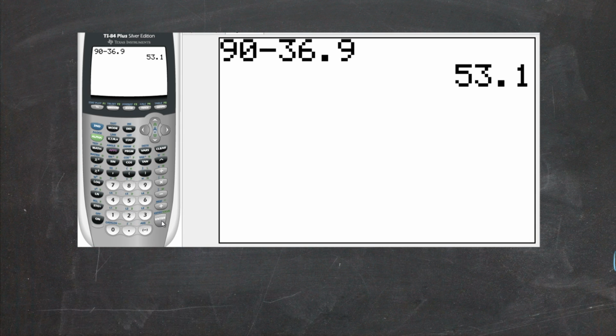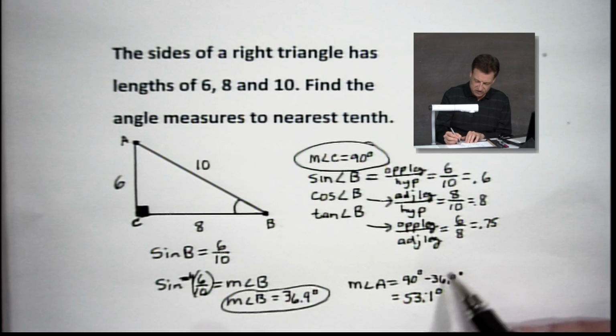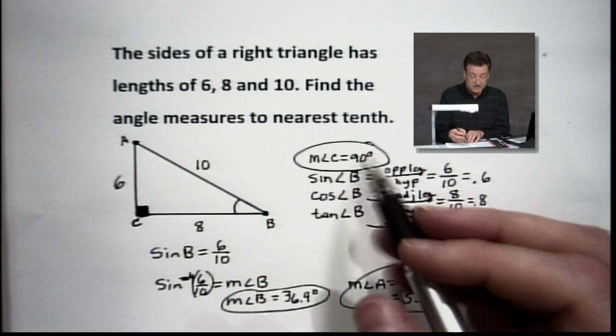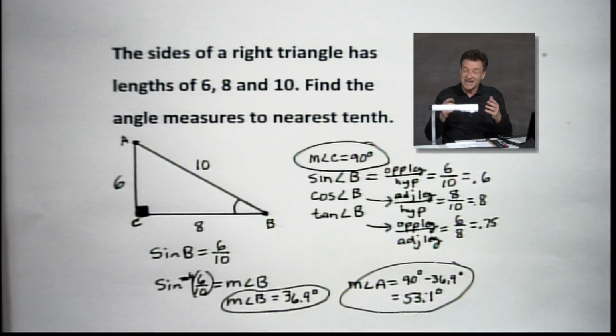If we can go back to my paper here, we got it right there. There's our final solution to get to angle A. And now we've got angle B. And of course, hey, it's a right angle. To the nearest tenth, it's 90 degrees.